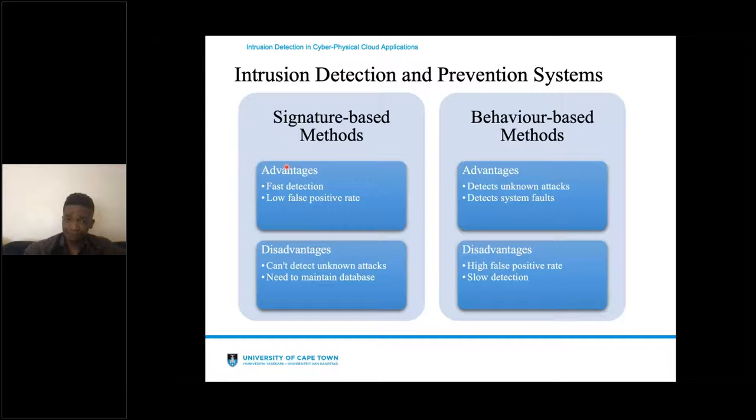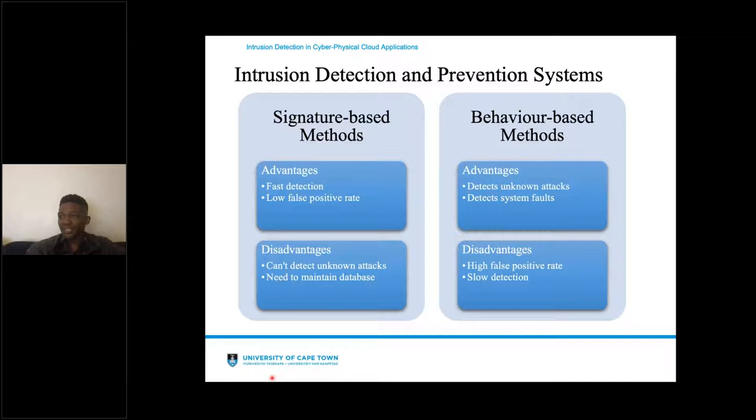Okay, so when we get to these intrusion detection systems, we've got two broad categories. There are a lot of mixed methods, but let's go to the two broad categories: signature-based methods and behavior-based methods. Signature-based works similar to how a virus scanner works. We look at particular attack signatures, we isolate them, and we add them to a database. Once we see that in our system, it's flagged as an intrusion.